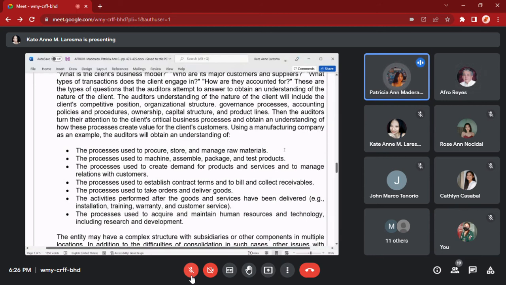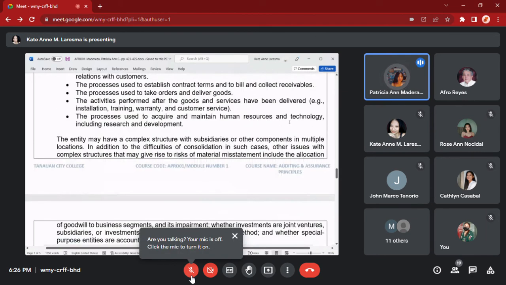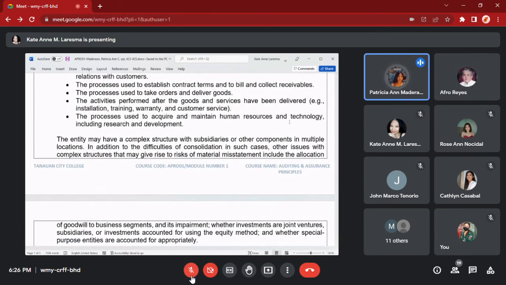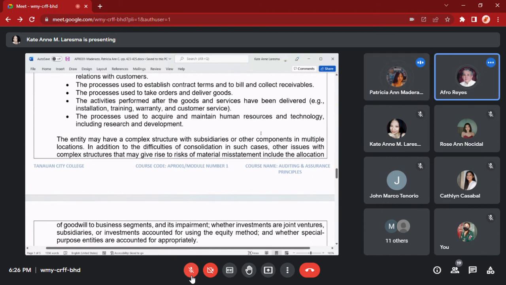Installation, training, warranty, and customer service. The process used to acquire and maintain human resource and technology, including research and development. The entity may have a complex structure with subsidiaries or other components in multiple locations. In addition to the difficulties of consolidation in such cases, other issues with complex structures that may give rise to risk of material misstatement include the allocation of goodwill to business segments and its impairment, whether investments are joint ventures, subsidiaries, or investment accounted for using the equity method, and whether special purpose entities accounted for appropriately.